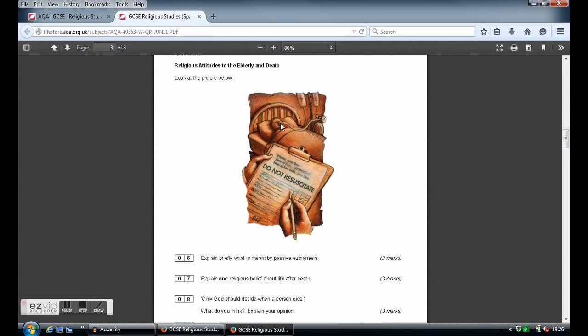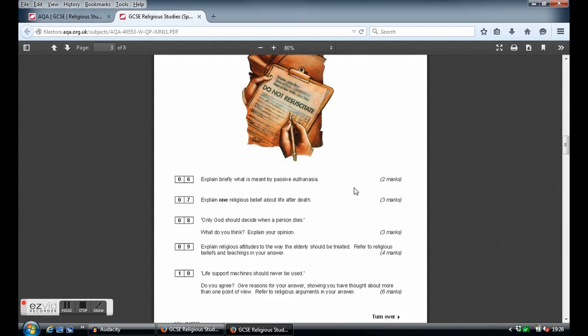But anyway, the picture is of someone who's on an oxygen tank thing in bed, presumably in hospital, and on the clipboard it says do not resuscitate. So that means don't bring that person back to life. Don't try and kickstart them back to life if they appear to be dying. So it's a bit grim, but anyway, question 6.